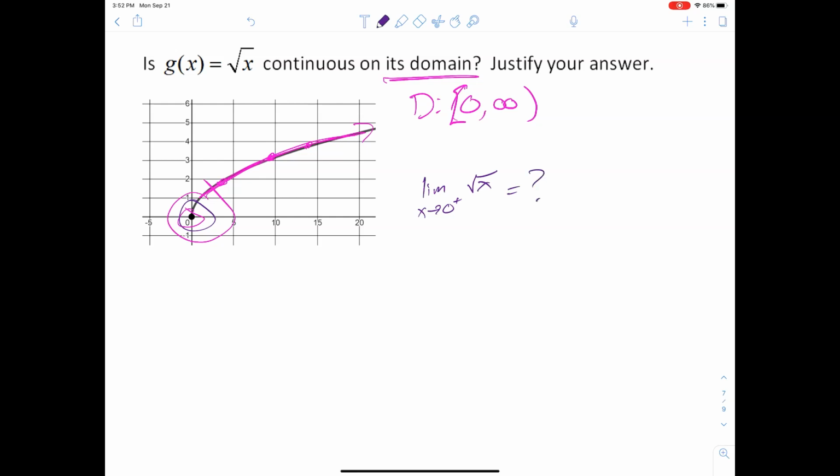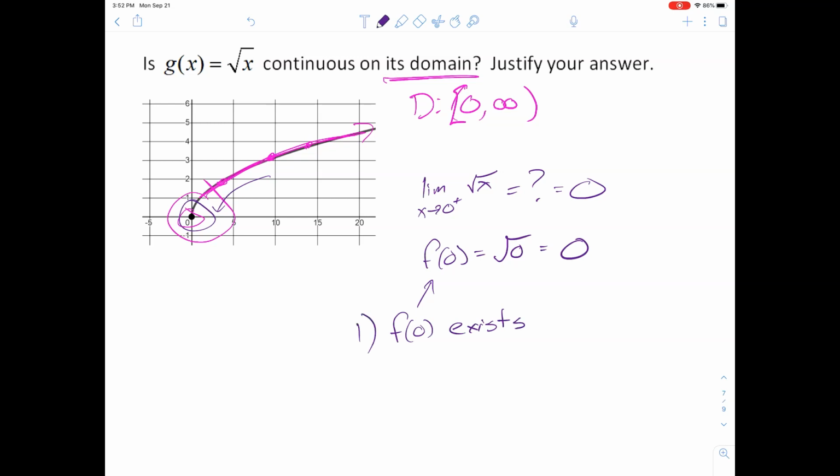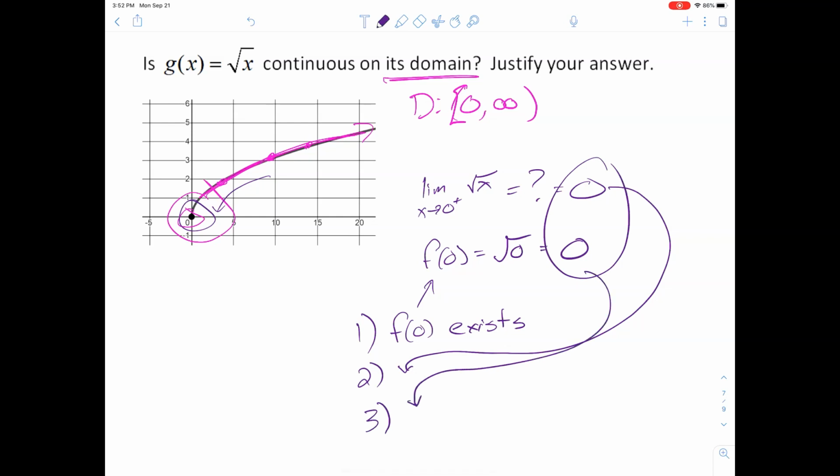Okay, and we can do that. It's approaching a value of 0. And we can also say that g of 0 would equal the square root of 0, which equals 0. And we also note that g of 0 exists. All right, so there we go. We got condition 1. Condition 2 is that, now this one got simplified because we only had to check one side of the limit. We only had to check the right-hand side because that's the only side that's in the domain of the square root of x. And then 3, that these two equal each other, and that's condition 3.